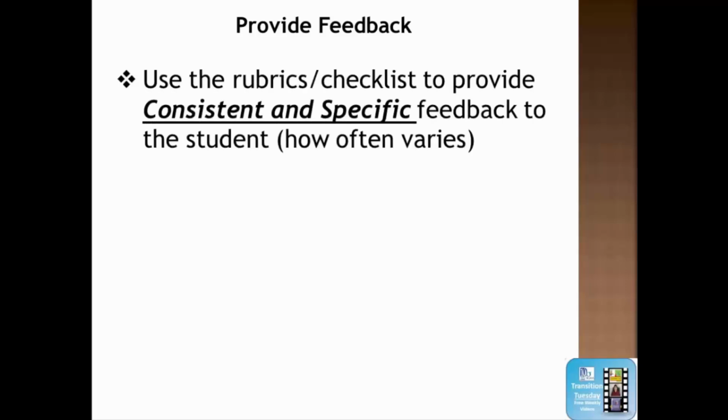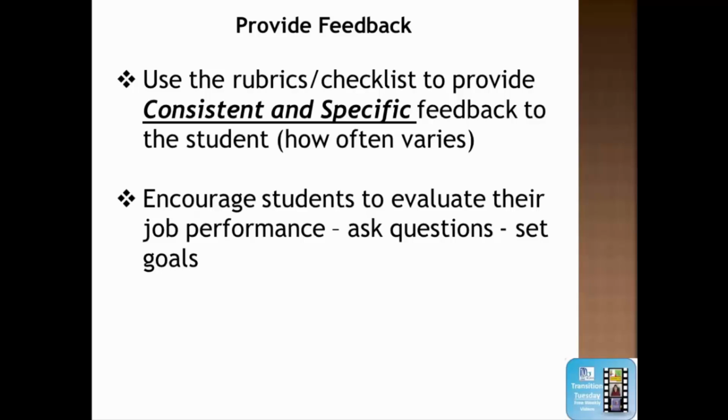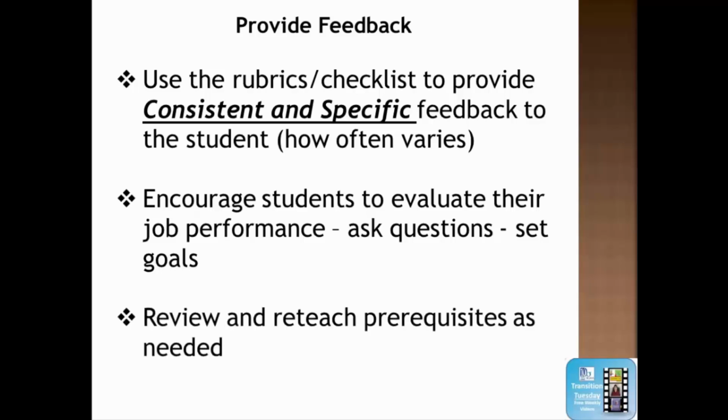And the third area to focus on when increasing students' independence in the workplace is providing feedback. Use the rubrics or checklists to provide consistent and specific feedback to the student. How often you need to provide this feedback will vary depending on the student's need. Encourage students to evaluate their job performance. Give them time to ask questions for tasks that they don't understand how to do, and to set goals that will increase their independence in the workplace. And finally, review and reteach prerequisites as needed.